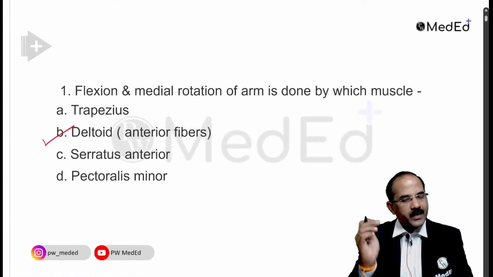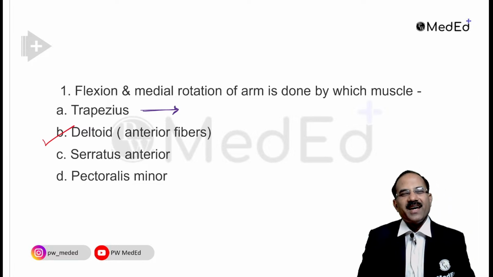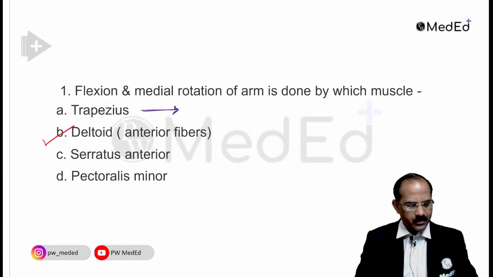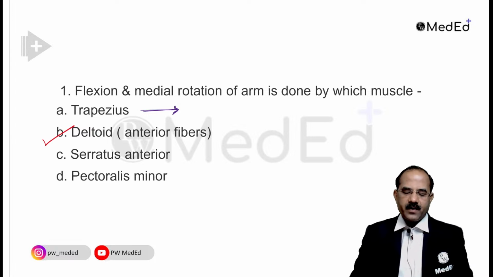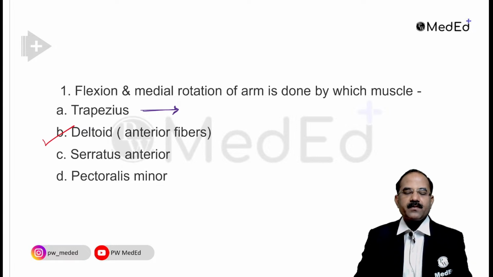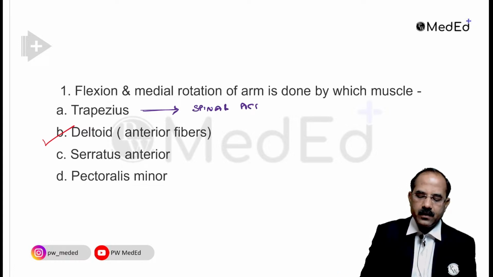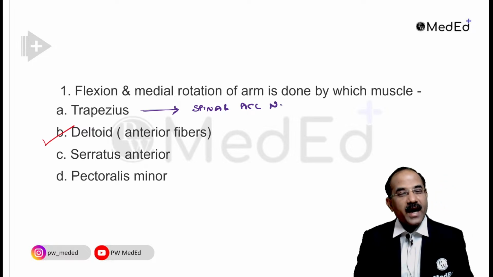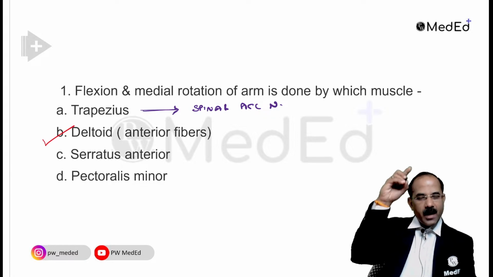Can anyone tell me what is the nerve supply of trapezius? Anyone? Come on, answer. Be interactive, students. Keep on answering, so it will be easy to understand, and many MCQs will become clear in this session. Sorry, what is the nerve supply of trapezius? Yes, the spinal accessory nerve. And what is the action of trapezius, students? The action of trapezius is overhead abduction.